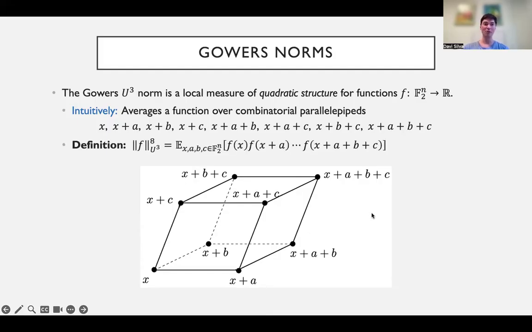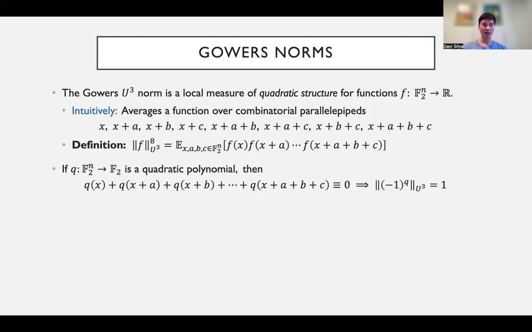And then the formal definition is that the eighth power of the U3 norm of f is given by the average over all combinatorial parallelepipeds of the product of f on the vertices of this parallelepiped. This might seem like a very weird definition, but the important part is not the definition itself, but the properties of this norm and how it can be used to really study additive sets.